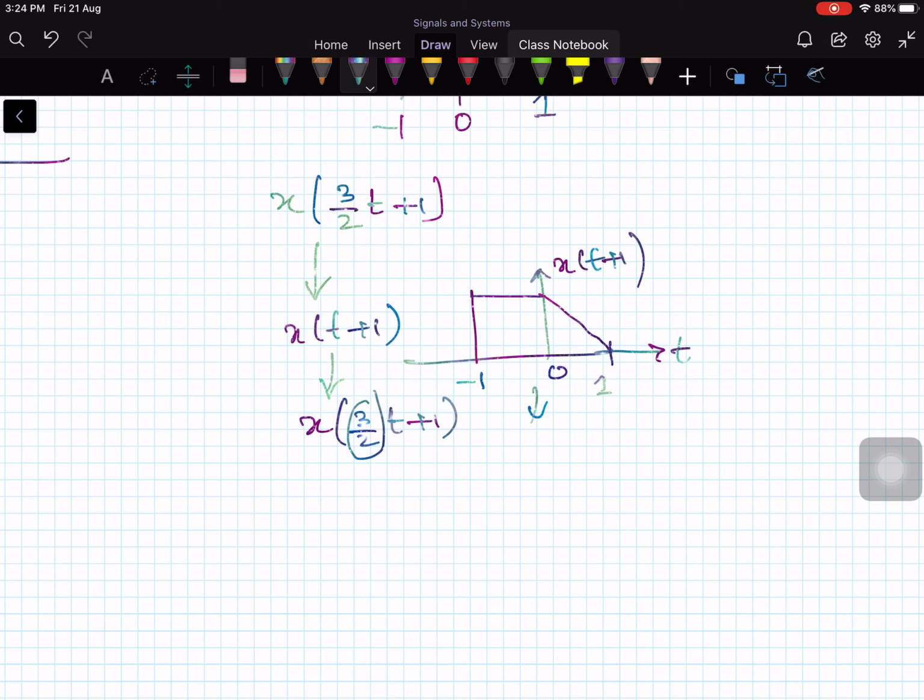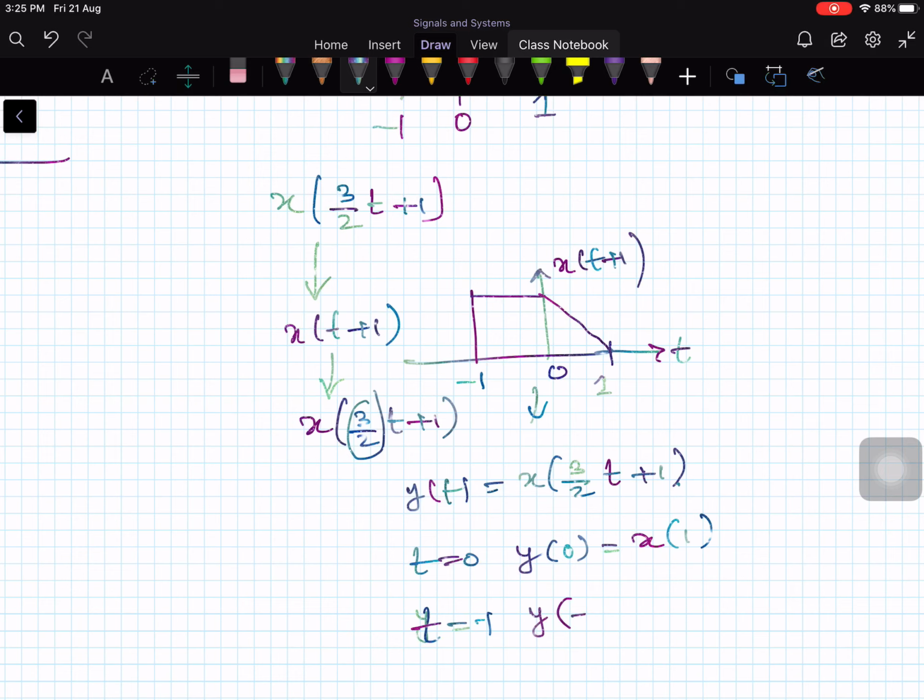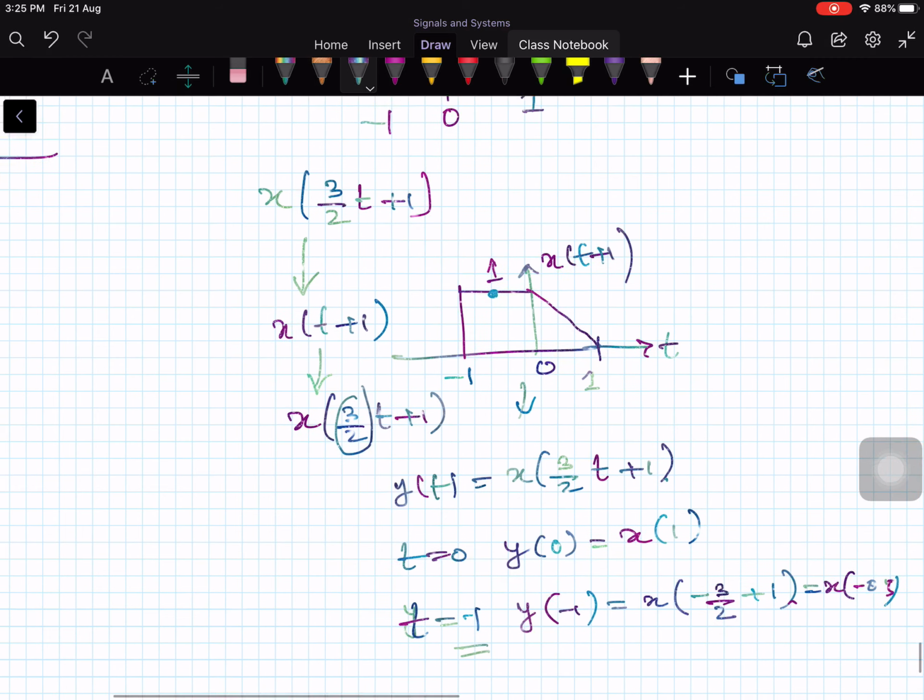You can simply substitute some values, like y of t is equal to x of 3 by 2 t plus 1. Substitute t equal to 0, then y of 0 is equal to x of 1. Substitute t equal to minus 1, then y of minus 1 becomes x of minus 3 by 2 plus 1. 3 by 2 means 1.5, minus 0.5, so this is x of minus 0.5. At minus 0.5 again the value is 1.